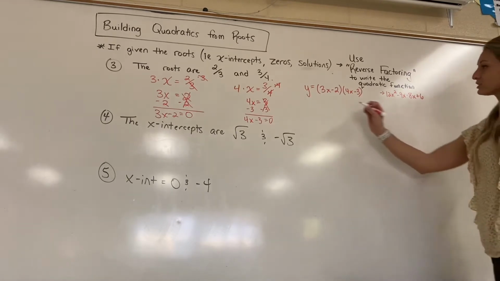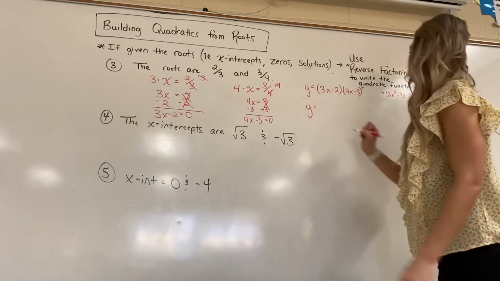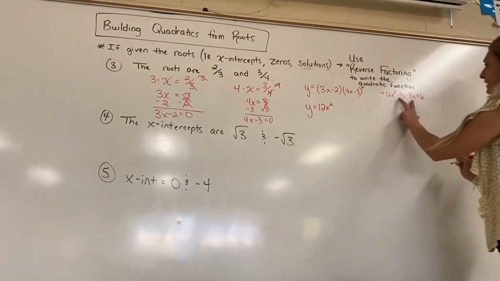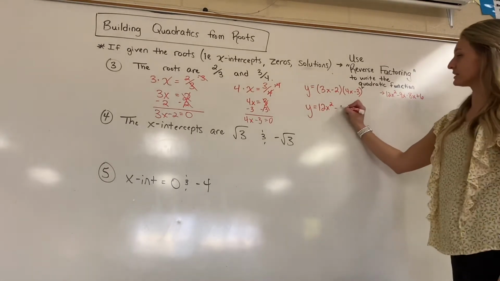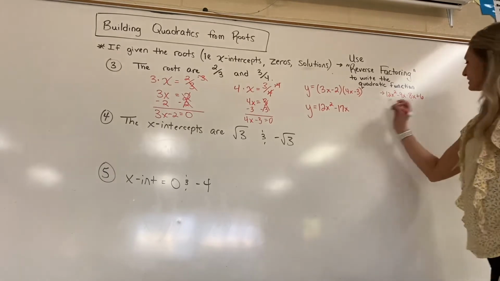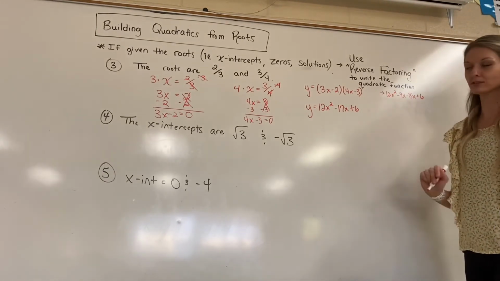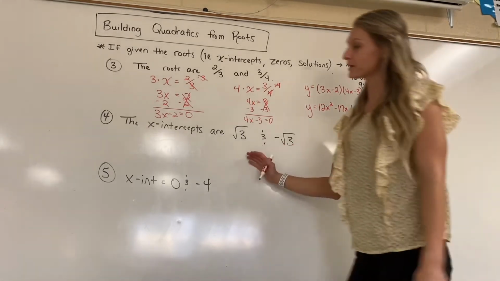Then we combine like terms. So my standard form would be 12x squared. And then when I combine these, it ends up being negative 17x and then plus 6. So this is my factored form. That's my standard form, okay? So what about number 4?